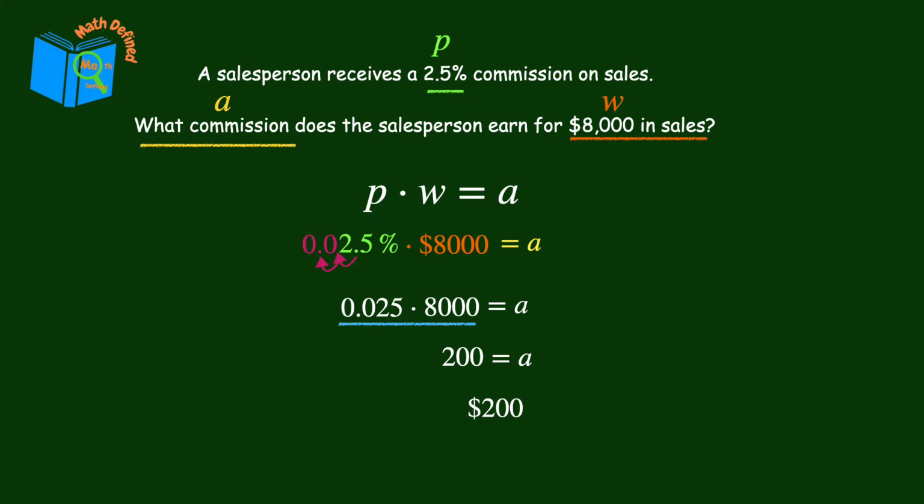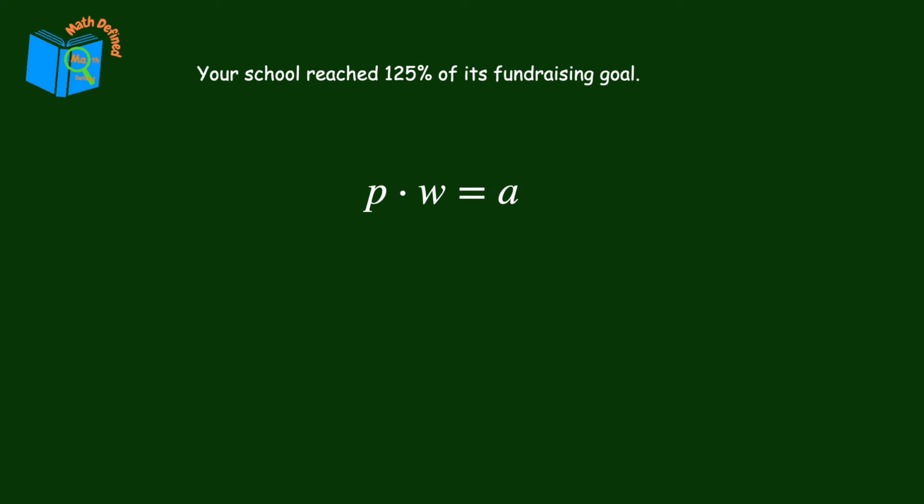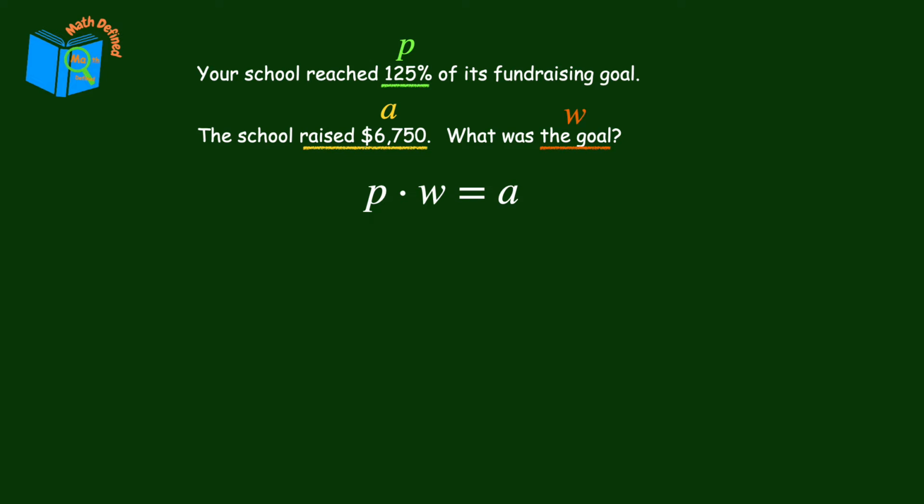Now let's tackle a slightly trickier example. Your school reached 125% of its fundraising goal. The school raised $6,750. What was the goal? Let's diagram first. The percent is 125. The whole is the school's goal.